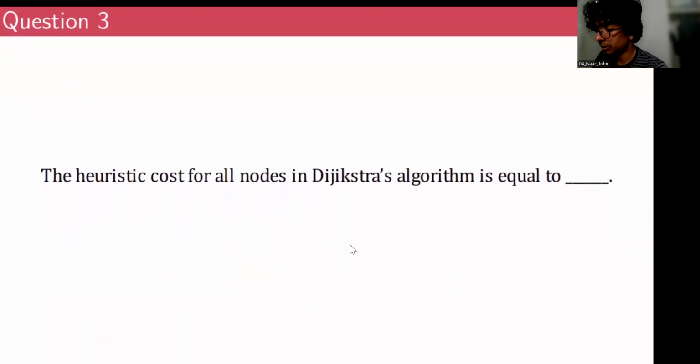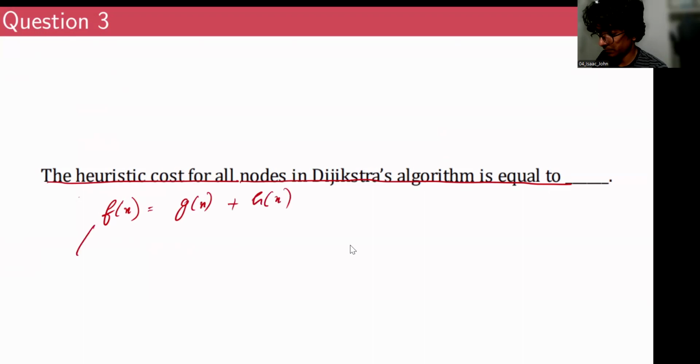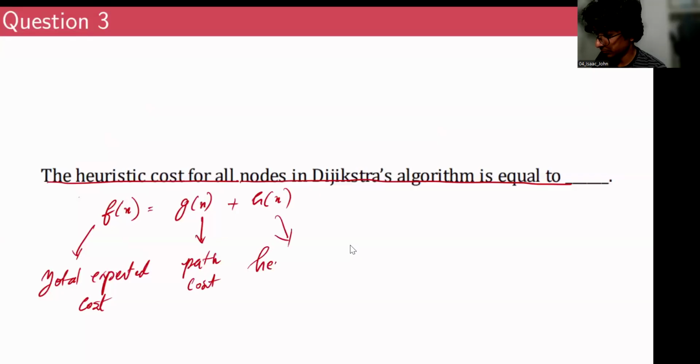Moving on to the third question: the heuristic cost for all nodes in Dijkstra's algorithm is equal to what? So we have this total expected cost, f of n, as g of n plus h of n. This is the total expected cost, this one is the path cost, and this one is the heuristic cost.